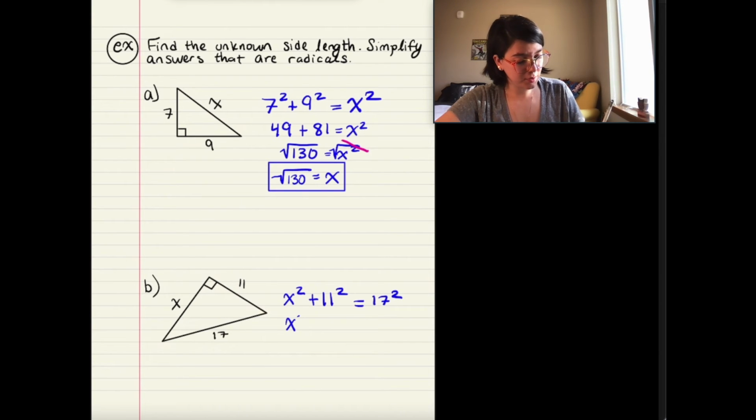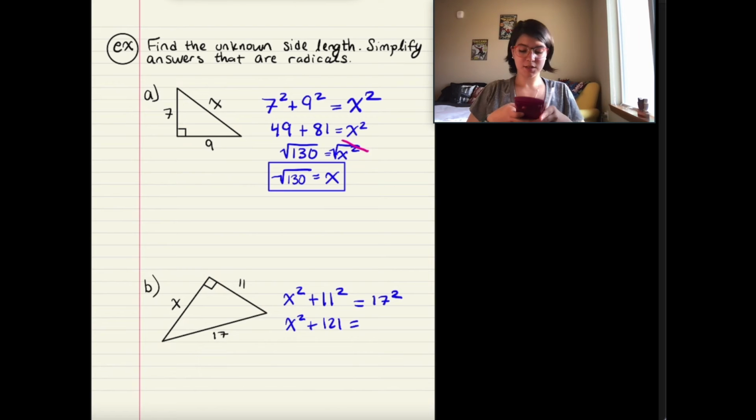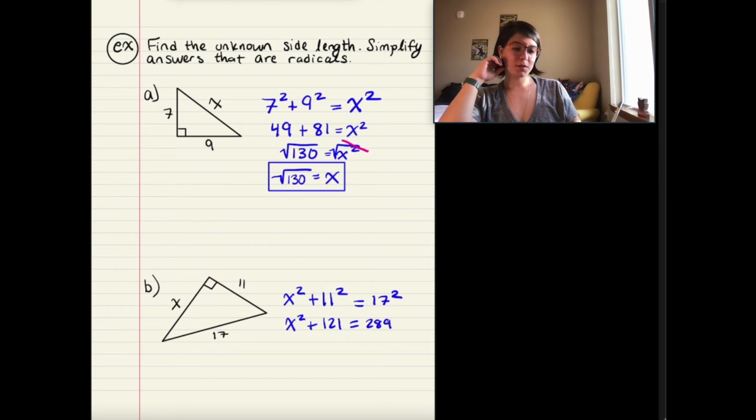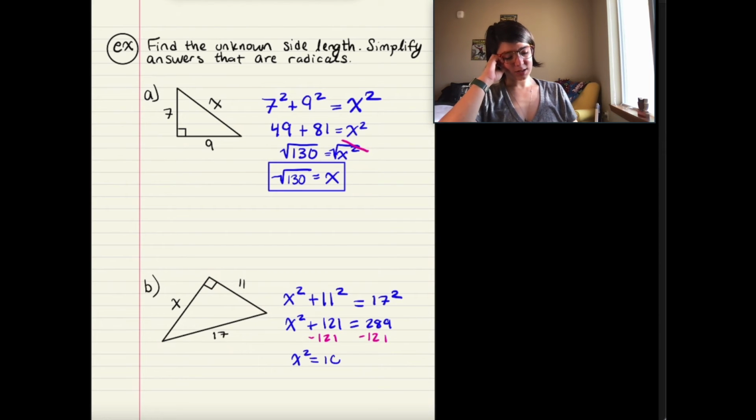So we have x squared plus 11 squared, which is just 121, is equal to 17 squared, which I don't know off the top of my head, 289. So now we have to get x on its own, so we'll do inverse operations. The opposite of adding 121 is subtracting 121. So we have x squared is 289 minus 121, which is going to be 168.